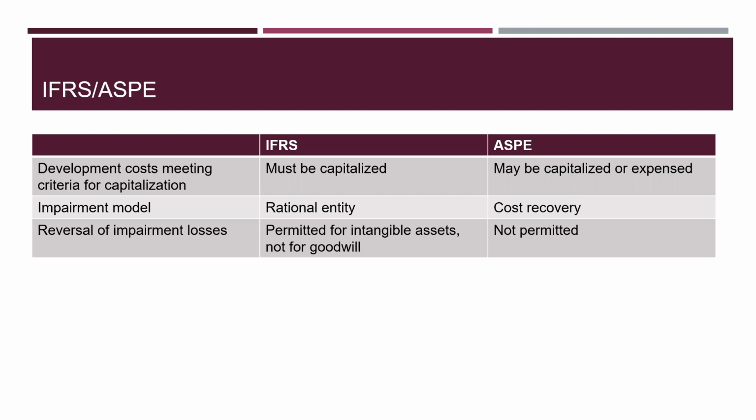Impairment model that is allowed under IFRS is called the rational entity model. ASPE only allows cost recovery model. Reversal of your impairment loss is not permitted under ASPE. Under IFRS, it is permitted for intangible assets, but not for goodwill.